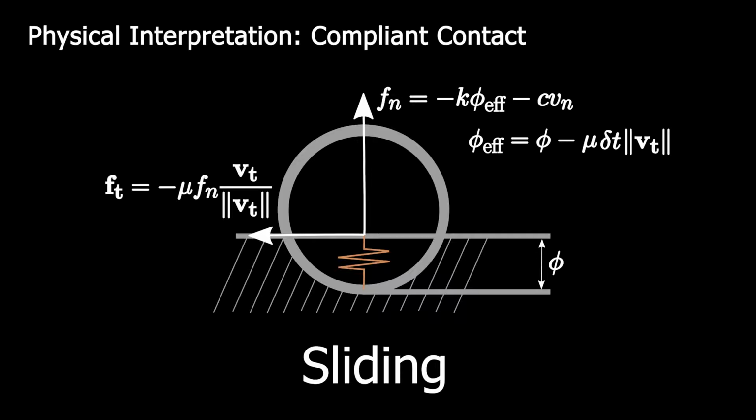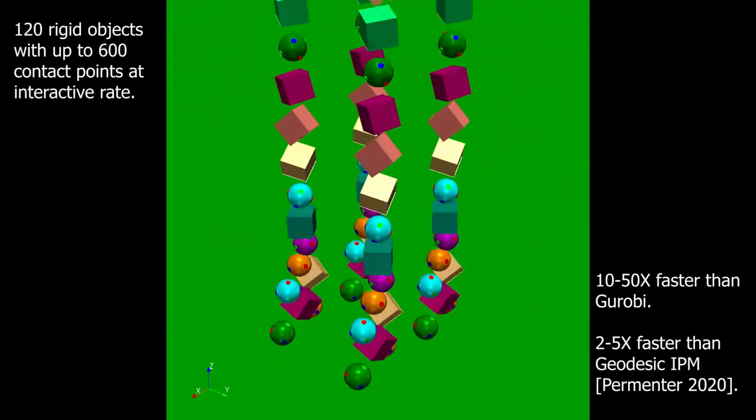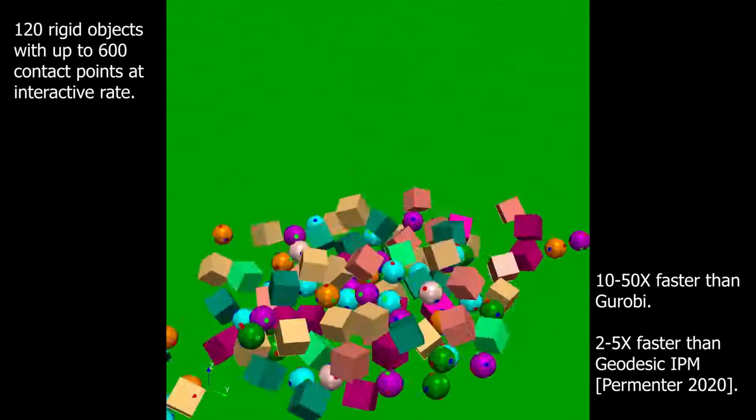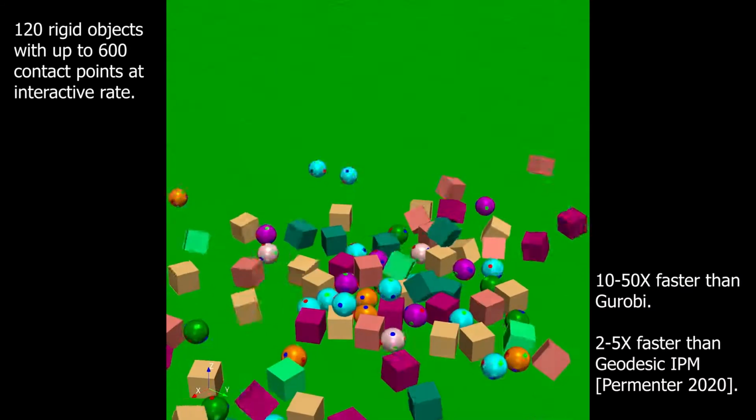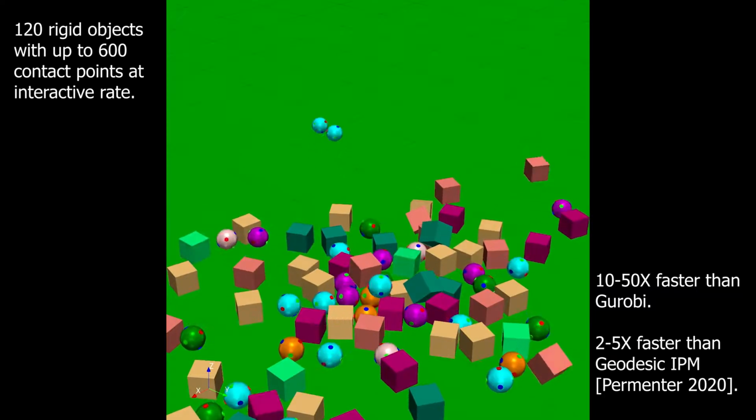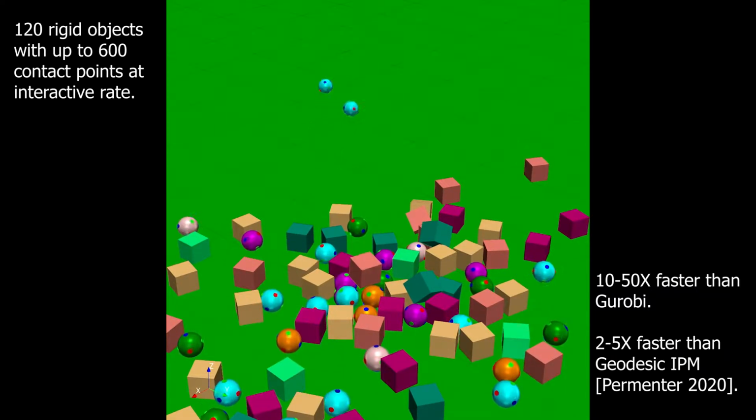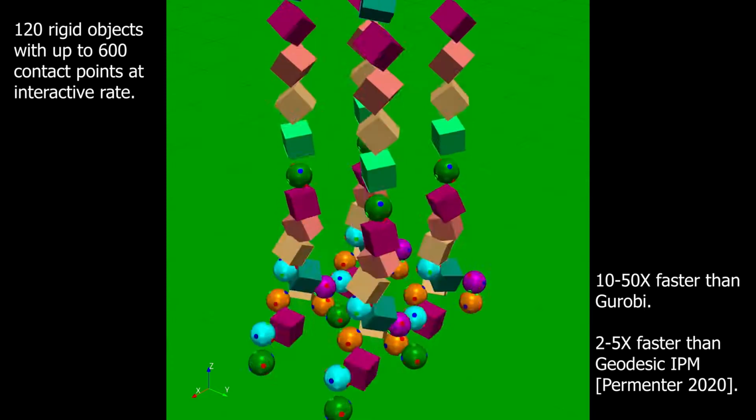Moreover, since our formulation obeys Coulomb's law of friction and the principle of maximum dissipation, it can properly resolve stick-slip transitions. We exploit sparsity structures to solve medium-sized problems at interactive rates. In this example, 120 rigid objects are dropped into a pile on the ground, generating up to 600 contact points.